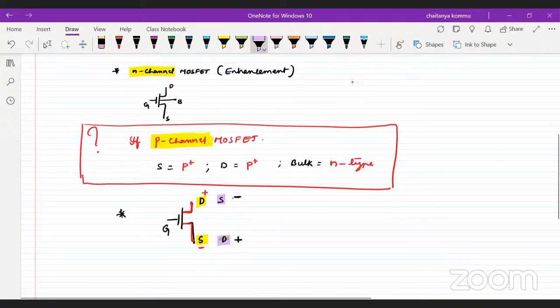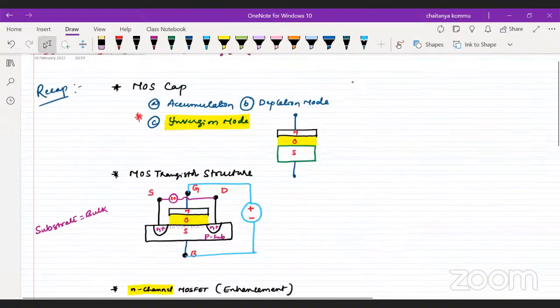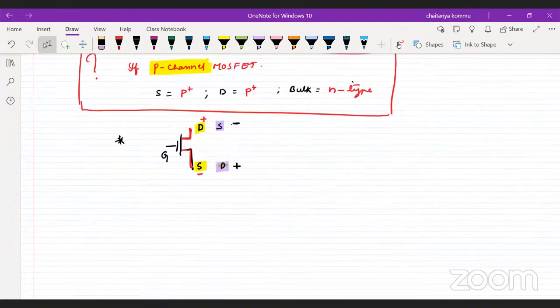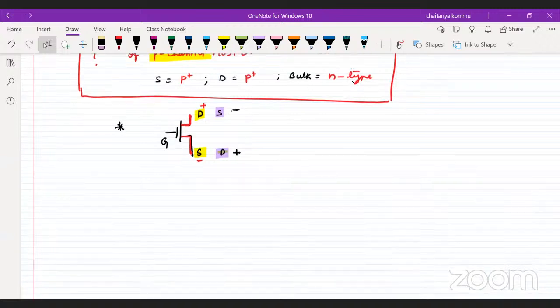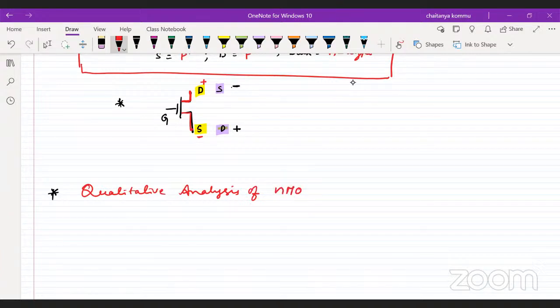Now let us consider some qualitative analysis of the MOS transistor. This is what we have seen in the previous class, all the things related to the MOS transistor. Now let us talk about the qualitative analysis of the N MOSFET.